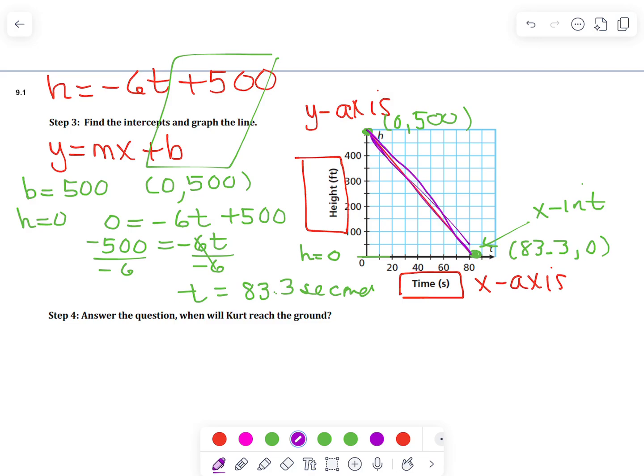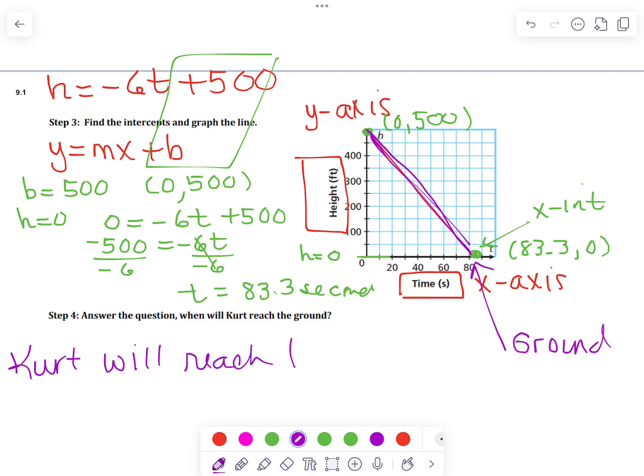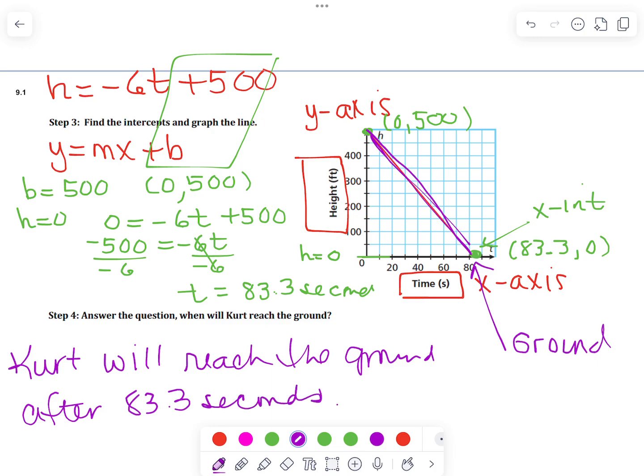Now we want to go ahead and answer the question: when will he reach the ground? This is the ground when the height is 0. So Kurt will reach the ground after 83.3 seconds.